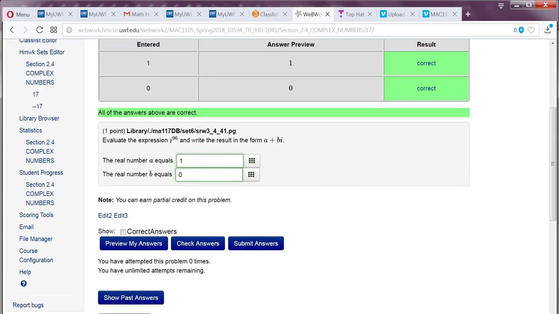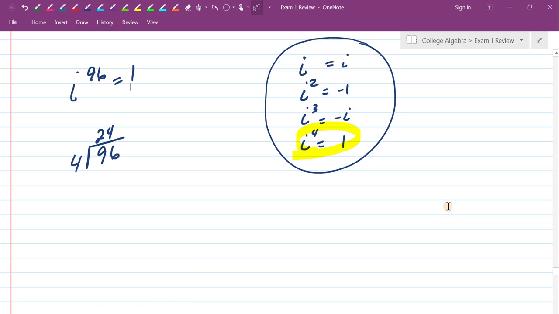Let's go ahead and just make up a couple of other problems real quick. What if I had i to the 84? So I would take 84 and divide it by 4. So I would go 84 divided by 4, and that is 21. Again, that's a whole number, so this is going to be equal to 1.